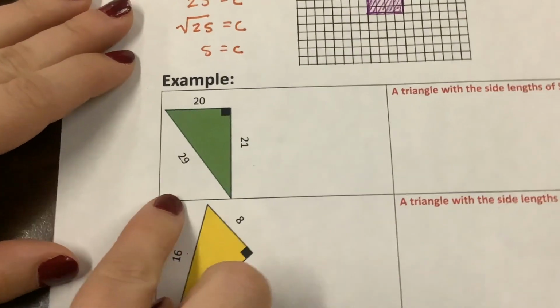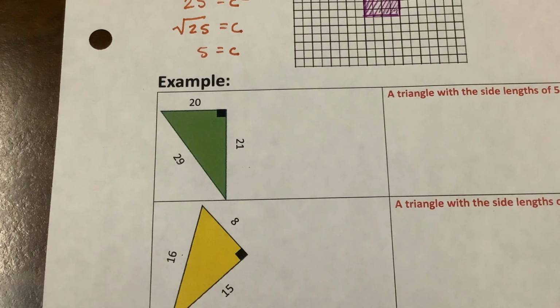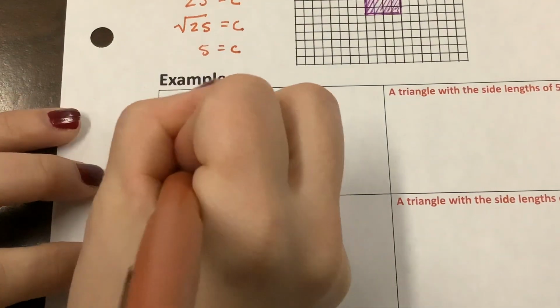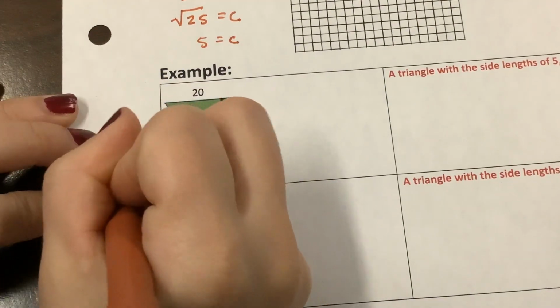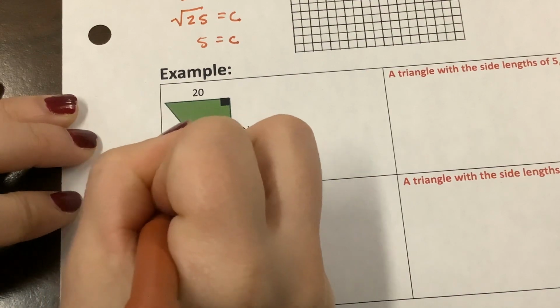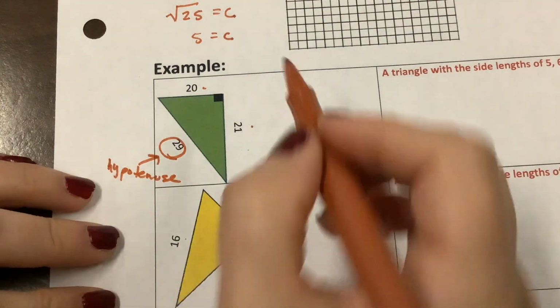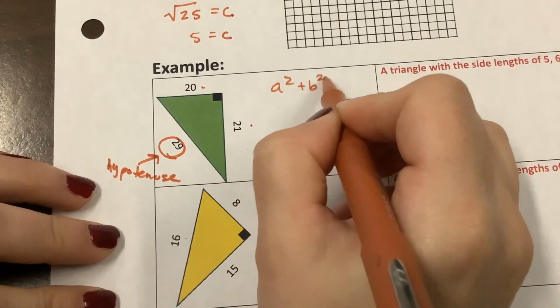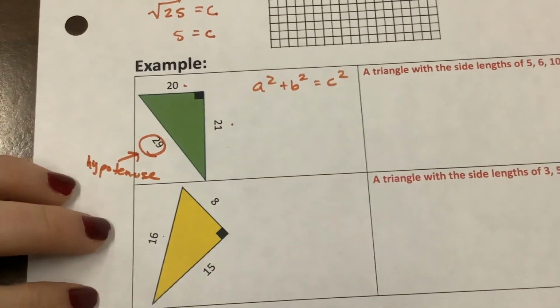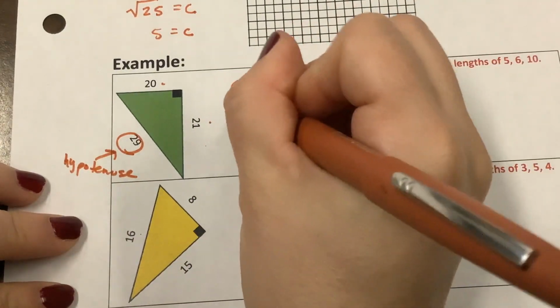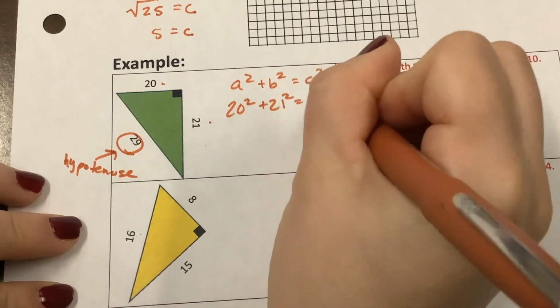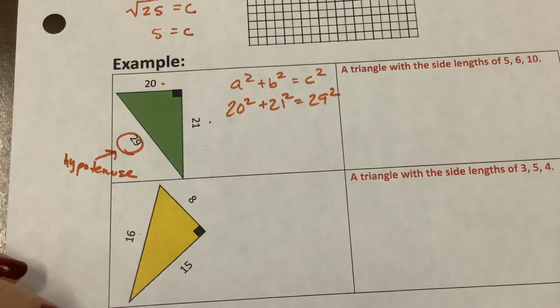So looking at our first example with the green triangle, which one has to be our hypotenuse? The largest number, right? Which one's the largest? 29. So circle that and label it the hypotenuse. Okay, so if the hypotenuse is 29, then that means that these other 2 are a and b. Okay, so we're going to do a squared plus b squared and check to make sure that it equals c squared. So now, 20 squared plus 21 squared should equal 29 squared if this is a right triangle.